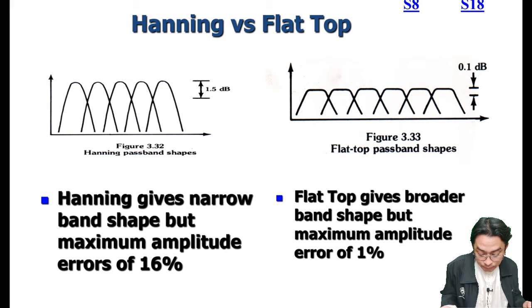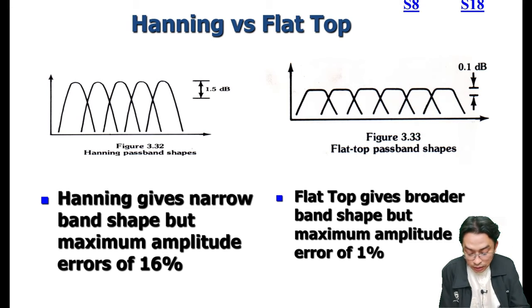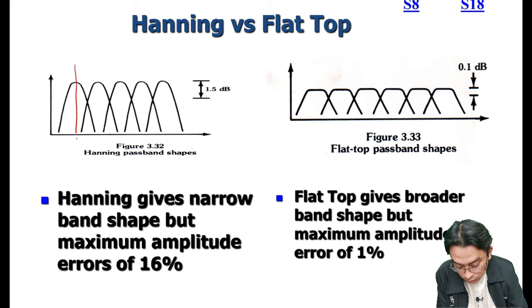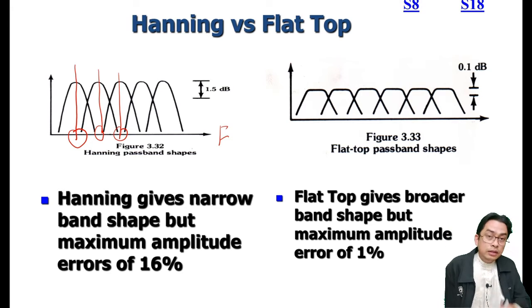For the Hanning window, it gives the narrow shape, but the maximum amplitude error is 60%. But it will give you a very sharp value. So that means in terms of frequency, for the sharp value, it will give a very nice value here, very nice value here, very nice value here. For the frequency, it's good.